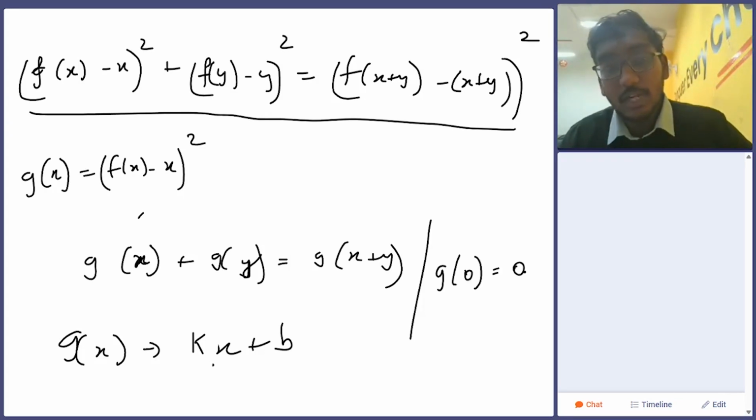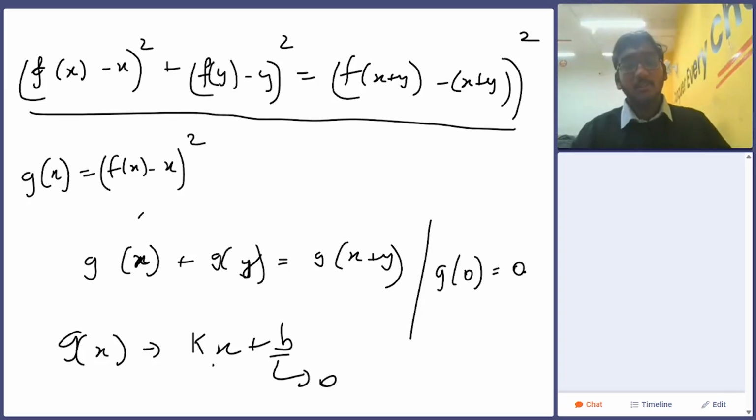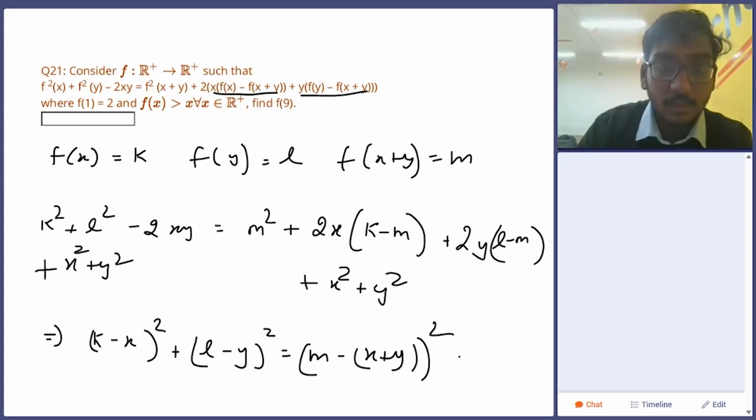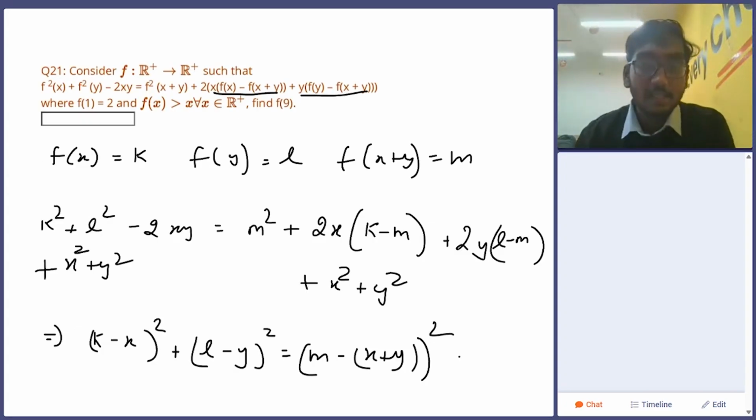See, on the left hand side, when I'm putting x is equal to 0, it will be b here. But it should be 0. That means b is 0. Okay. So that means g of x is of the form of kx. Okay. g of x is of the form of kx.